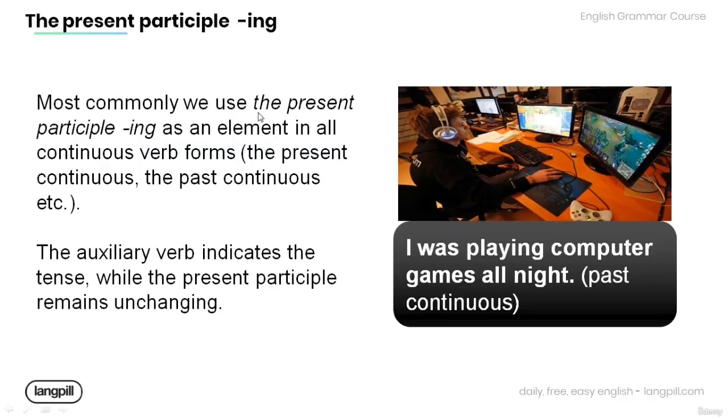Now, most commonly, we use the present participle, -ing, as an element in all continuous verb forms: the present continuous, the past continuous, etc. The auxiliary verb indicates the tense, while the present participle remains unchanged. Have a look at the example over here. I was playing computer games all night. This sentence is in the past continuous: was playing.